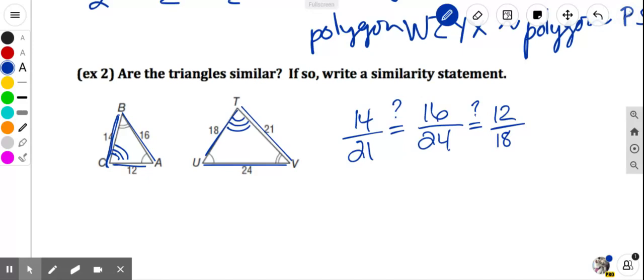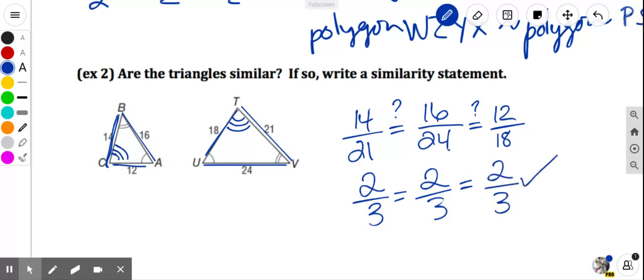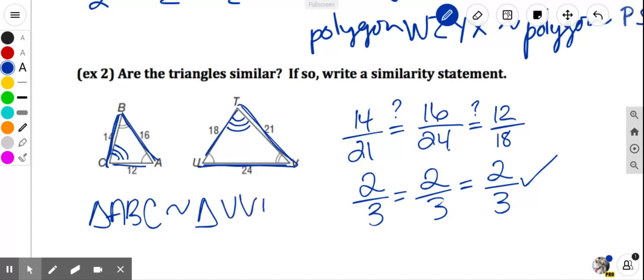14/21, both divisible by 7, so that's 2/3. 16 and 24, both divisible by 8, also 2/3. 12 and 18, both divisible by 6, 2/3. So those are all the same. So again, yes, they are similar. And so we'll do a similarity statement. Let's do triangle ABC is similar to triangle, and I went from 1 to 2 to 3, so it's going to be UVT.